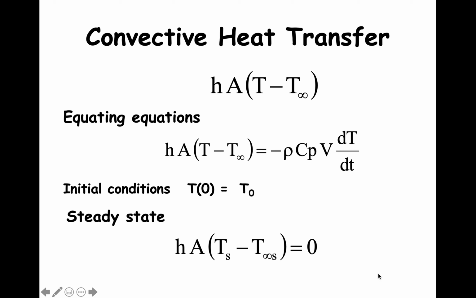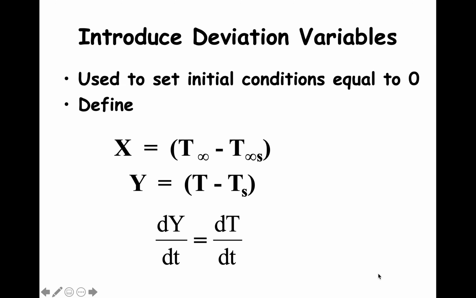We write the steady-state equation, and the differential term is equal to 0 because there is no change in temperature at steady state. With this equation, we define the steady-state sensor temperature to be Ts and the steady-state fluid temperature to be T infinity s. We set the initial condition equal to 0. Then we can use Laplace transforms.